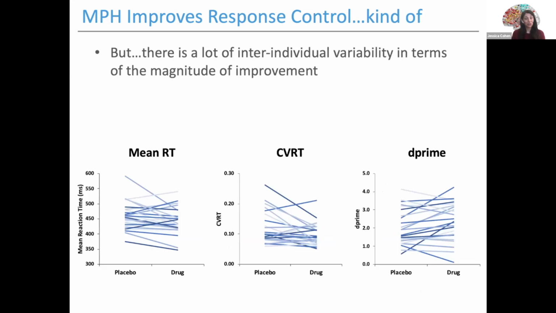However, if you look on the individual subject level, you see that there's a lot of inter-individual variability in terms of the magnitude of improvement. So while many subjects do improve on drug, you can also see that some stay about the same and others perform worse.